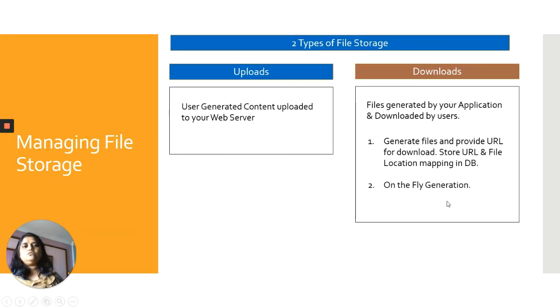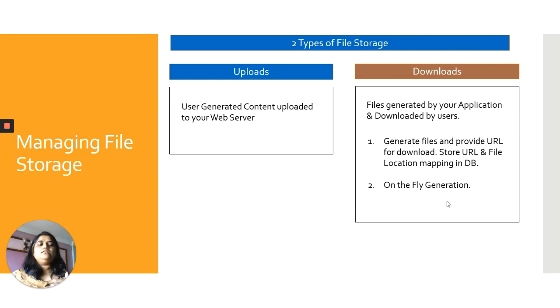So for local file storage, if we consider, there are two types: upload and download. Upload is basically the user-generated content that the user would like to upload to your web server. And downloads are the files that your application generates and wants the user to download. The way you can handle downloads is you can generate the files and provide the URL to the user for download. This is one option.